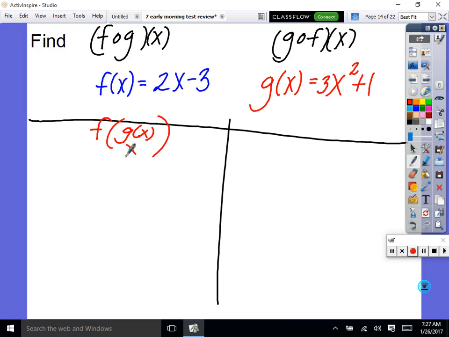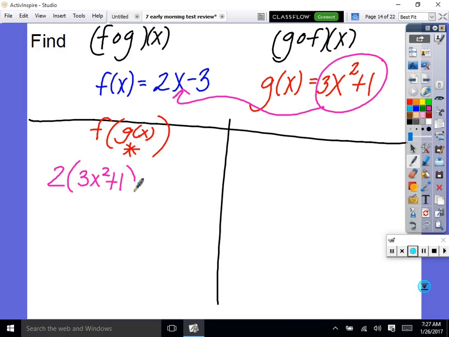So this one we should be plugging in g of x. So you can go circle g of x and plug it into function f wherever there's an x. Replacing it, right? So that's 2 instead of an x, we'll have 3x squared plus 1. Do not forget minus 3. That's what people were forgetting on the last test we just took. They forget that minus 3. Does that make sense, everybody?